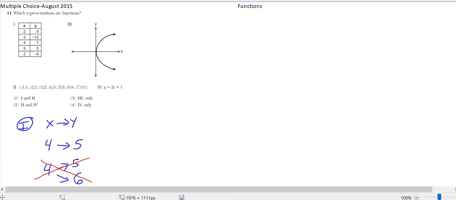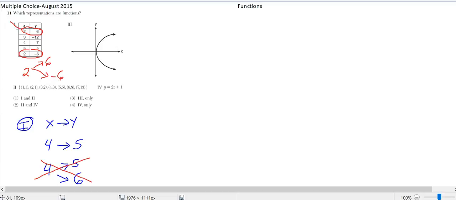We have an x of 2 corresponding to 6, an x of 3 corresponding to negative 12, an x of 4 corresponding to 7, an x of 5 corresponding to 5, and an x of 2 corresponding to negative 6. But we already had before an x of 2 corresponding to positive 6. So we have an x value of 2 corresponding to positive 6 and to negative 6. So this is not a function.